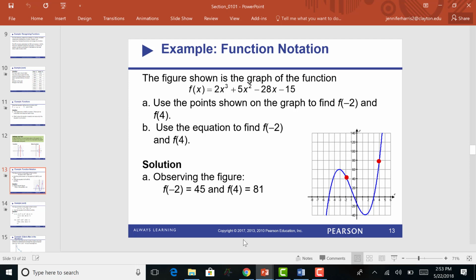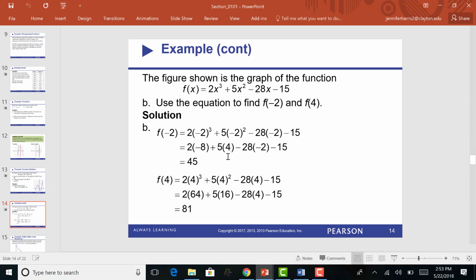And in most cases, like you were asking me, the question is going to say solve. A lot of times it's going to say evaluate, or in this case, notice what it says: use the equation to find. It'll say find f of -2 or find f of 4. All right, next slide. Here's where they did all the work for both.